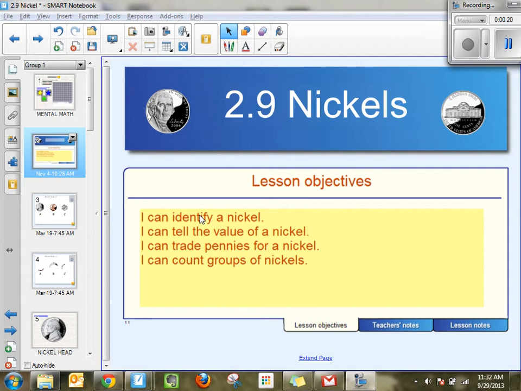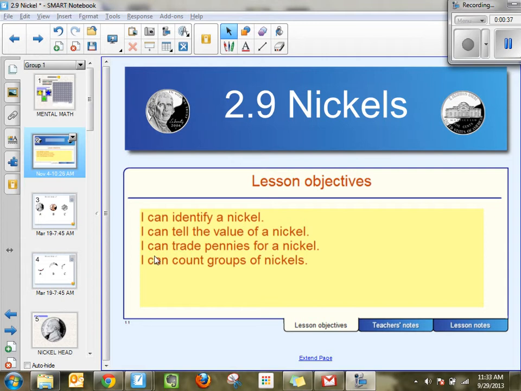We learned that a penny is worth 1 cent. So today you're going to be able to tell me how much a nickel is worth. You're also going to be able to identify a nickel. So if I put down a whole bunch of money in a pile, you'd be able to go through and pick out all of the nickels.